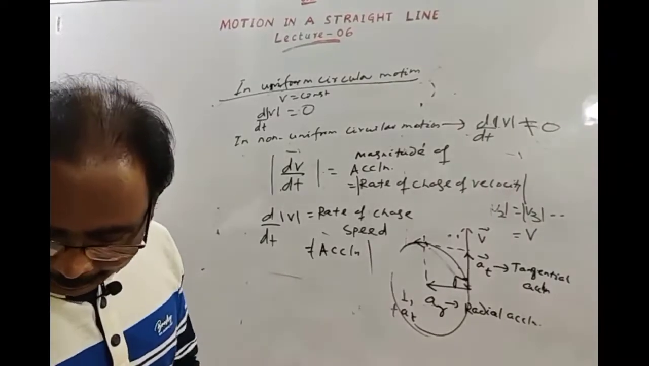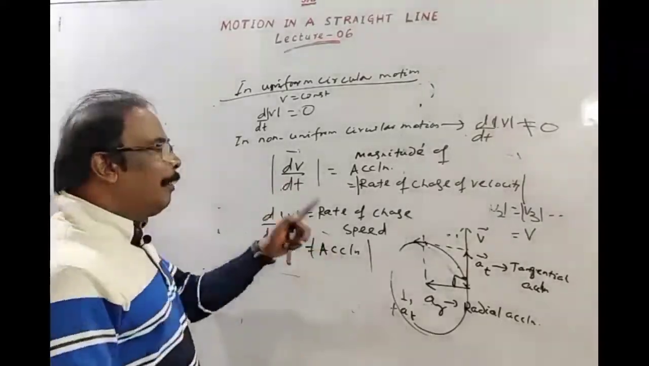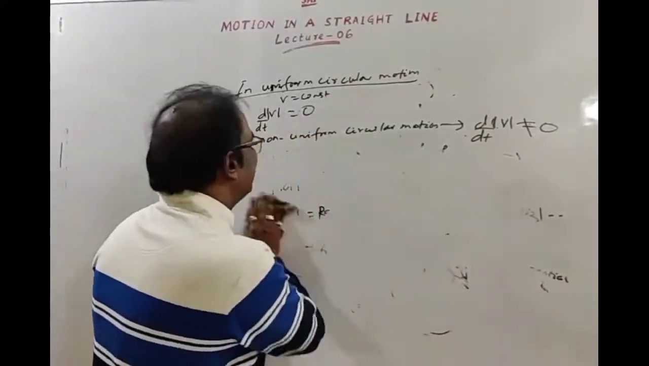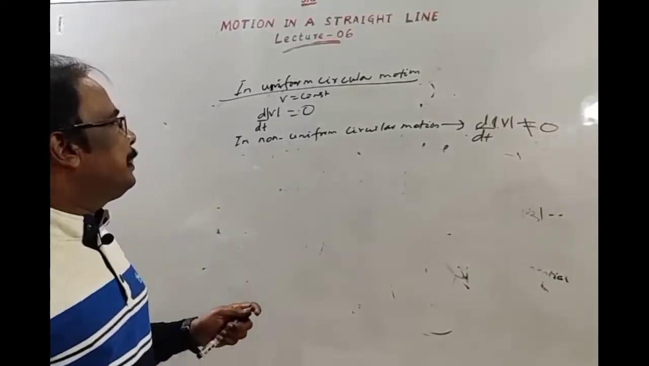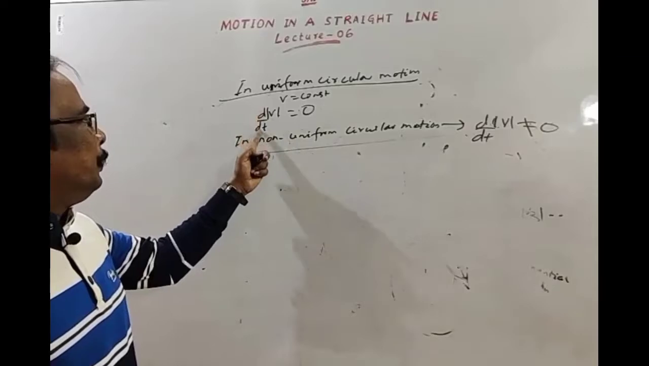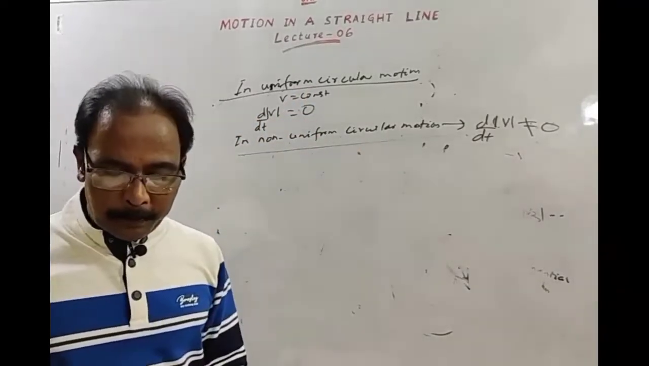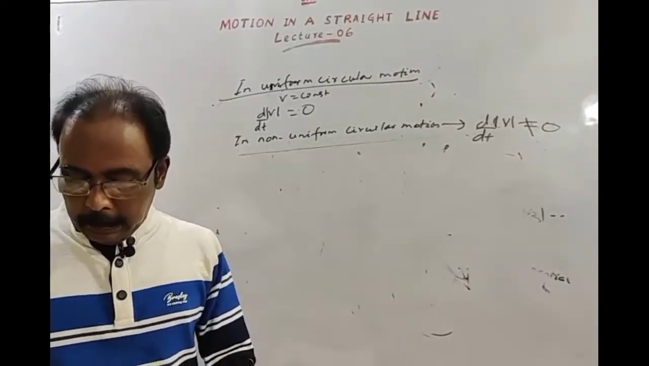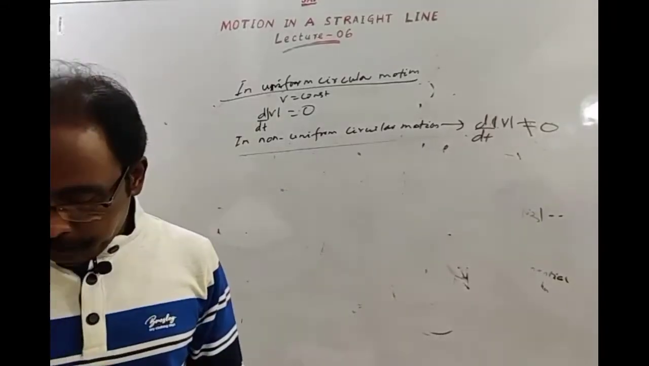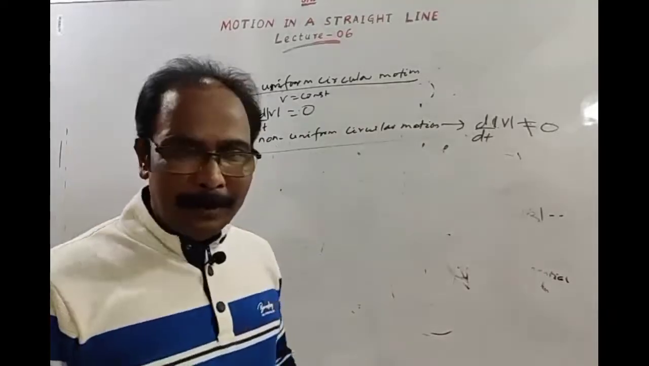Okay. Then can I erase all these things we have already discussed? For uniform circular motion, speed is constant. For non-uniform circular motion, speed is not constant. So rate of change of speed is 0 for uniform circular motion. Rate of change of speed is not 0 for non-uniform circular motion. Okay. This is about uniform and non-uniform circular motion. We will discuss it at a later stage.